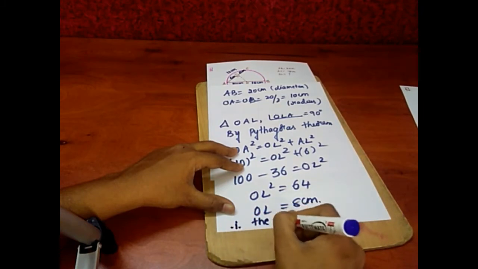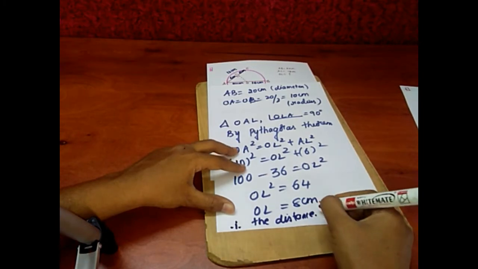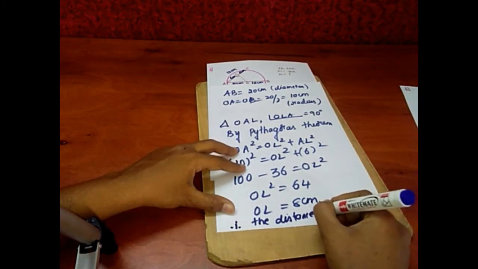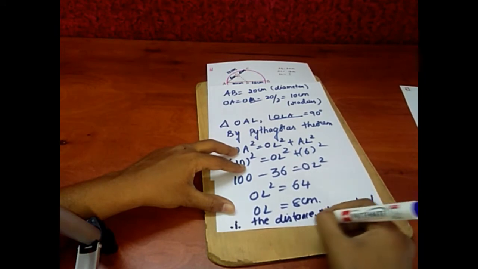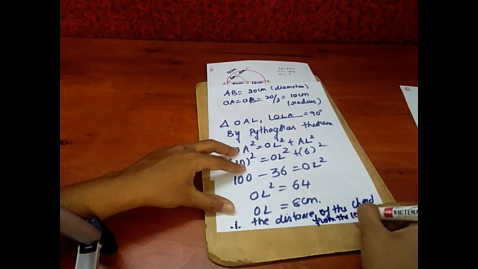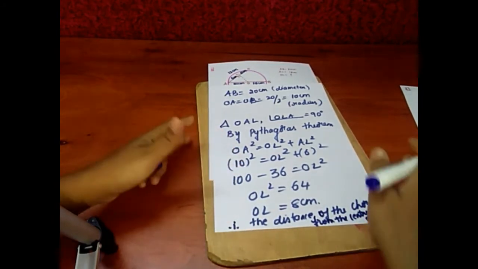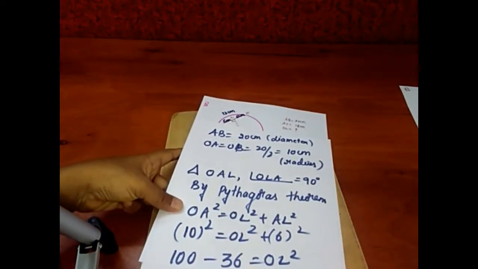Therefore, the distance of the chord from the center is equal to 8 centimeter. So this is the solution for question number 5.